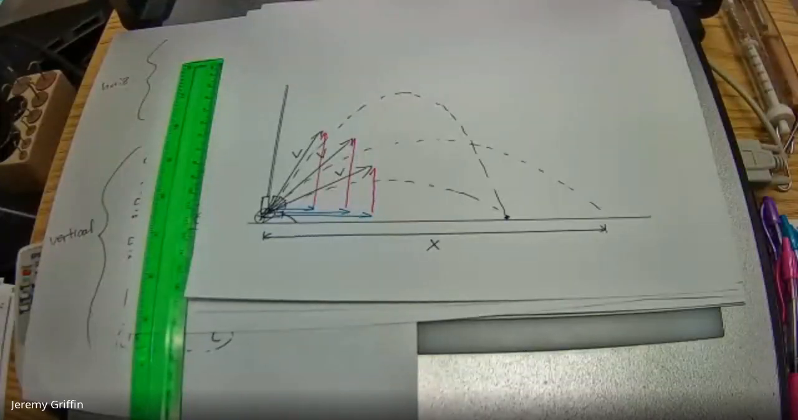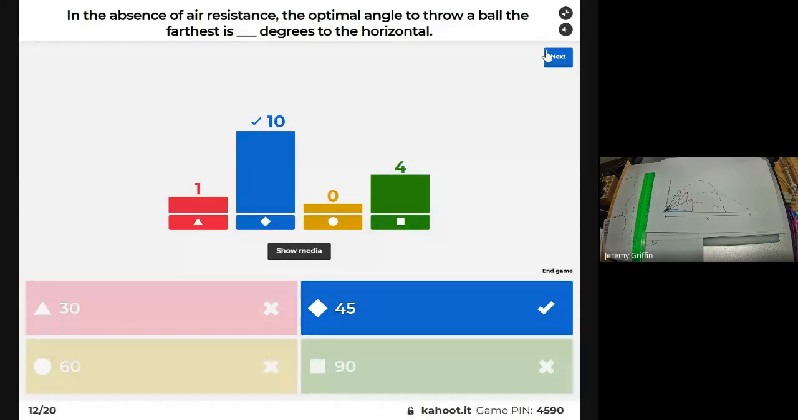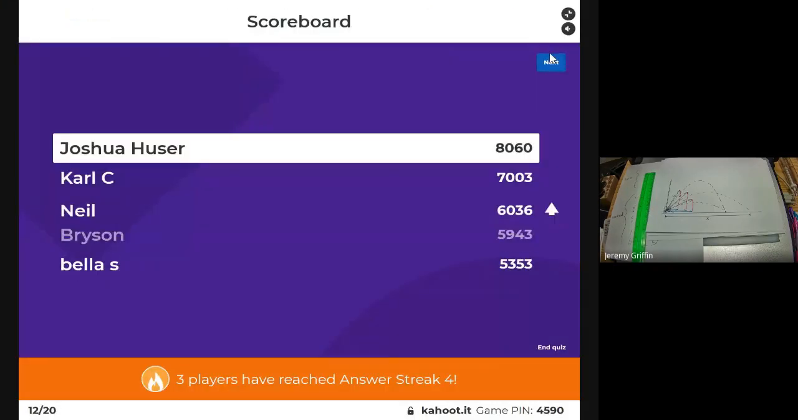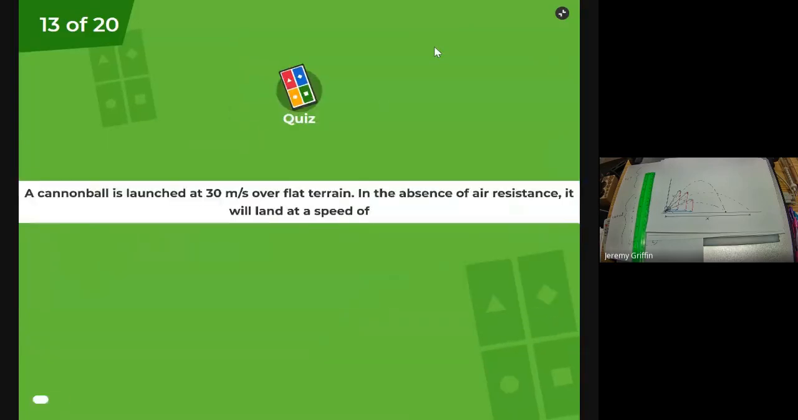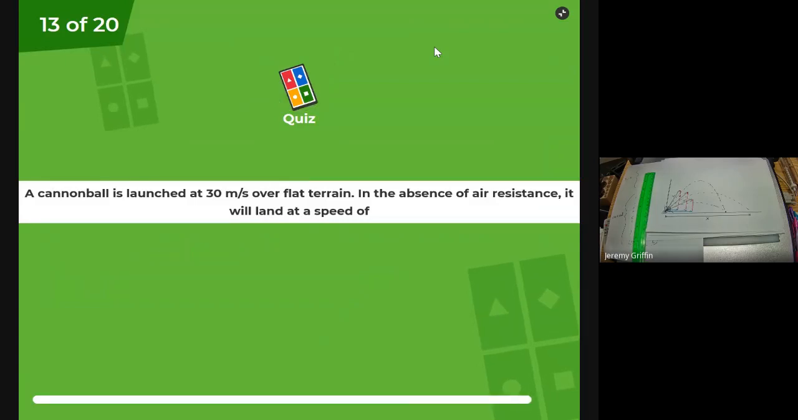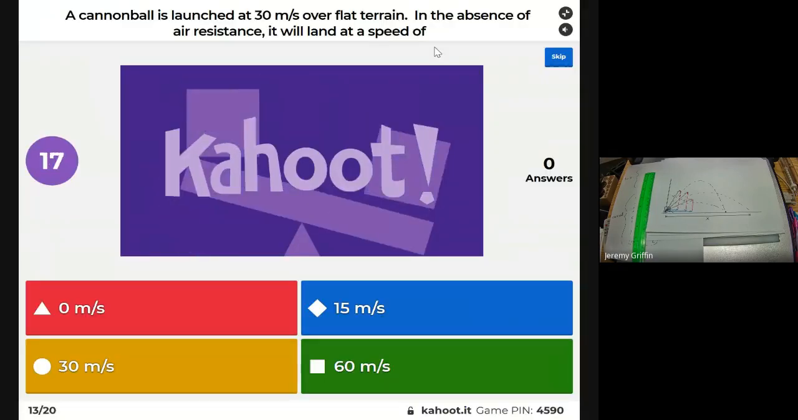Whoa. Joshua, Carl, Leo, Bryson, Bella. A cannonball is launched at 30 meters per second over flat terrain in the absence of air drag. It will land with the speed of what?